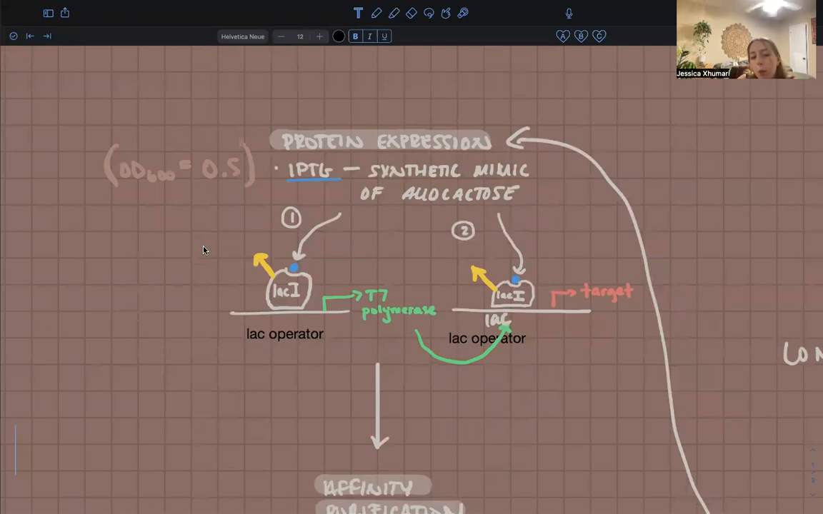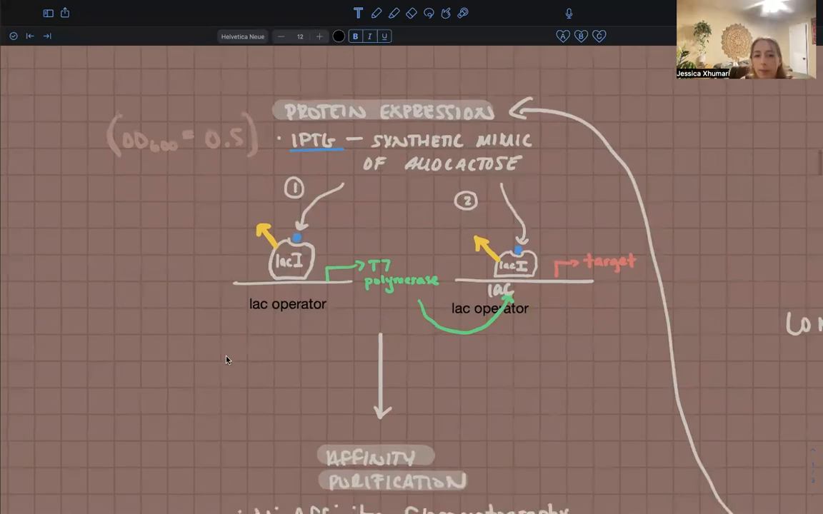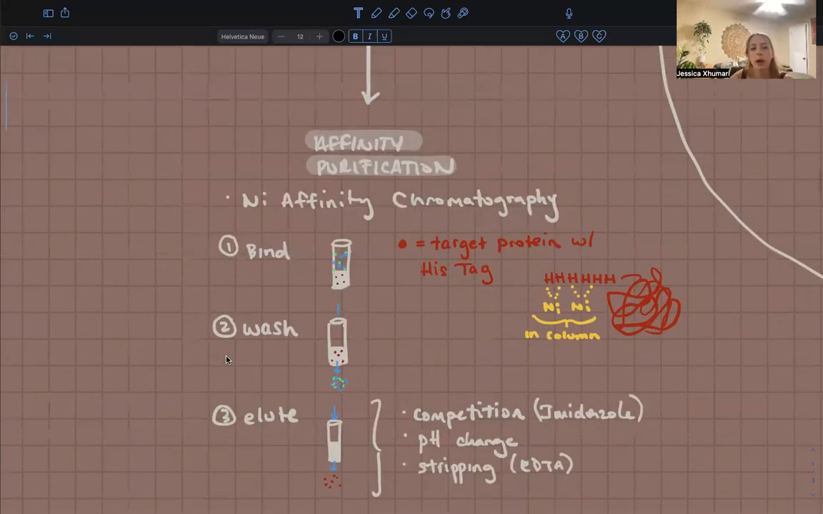Okay, think about the order that this needs to happen, right? So I went step 1 to step 2 here. Think about that logically, and why it goes in this sequence. Okay. So we also have affinity purification. We use nickel affinity chromatography.